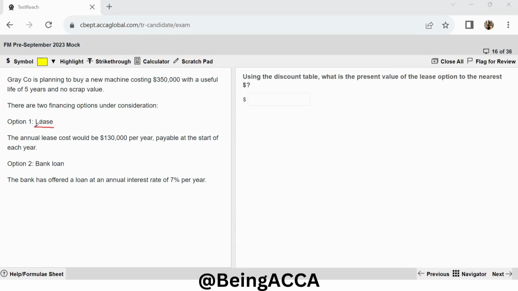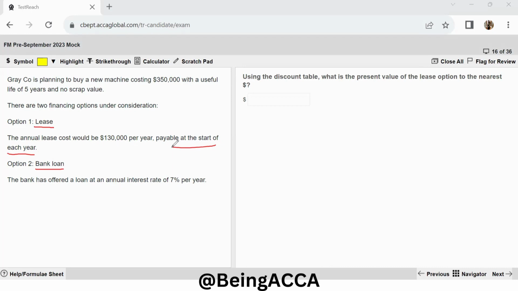Option 1 is to lease it. Option 2 is to get a bank loan. Under leasing, your annual lease cost will be $130,000 per year, payable at the start of each year. And then for the bank loan, the bank has offered a loan at an annual interest rate of 7% per year. So the first requirement says, using the discount table, what is the present value of the lease option to the nearest dollar? So let's find that out.